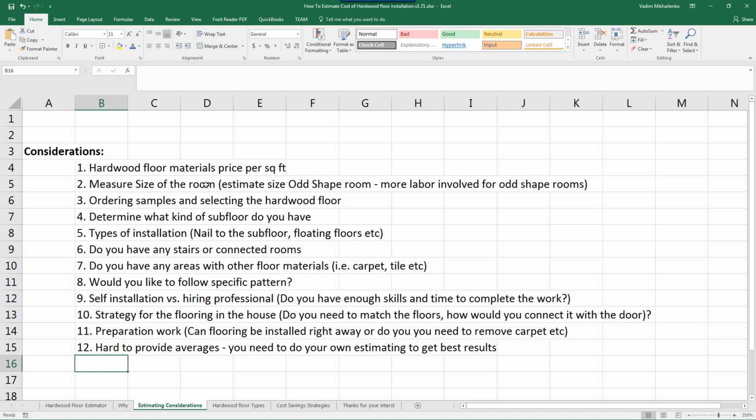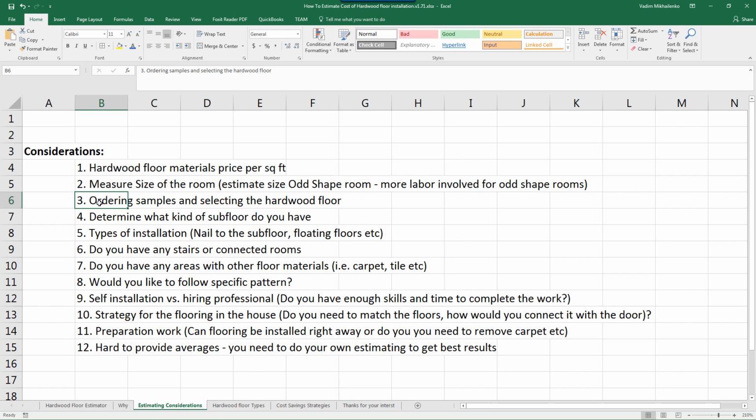Another thing is you want to measure the size of the room, right? And for the odd-shaped room, as I mentioned, more labor is involved. That's point number 2 here on the list. Third thing to consider, it's important to pick the floor. And to do that, the easiest way is to order samples and select the hardwood floor type, maybe the manufacturer or the model. The benefit here is that if you know what you want, the color, the finish, the manufacturer, the part number, then you can shop around on the internet and find the cost-effective seller of this particular item, and that would definitely help you find what you want at the least expensive cost, right?